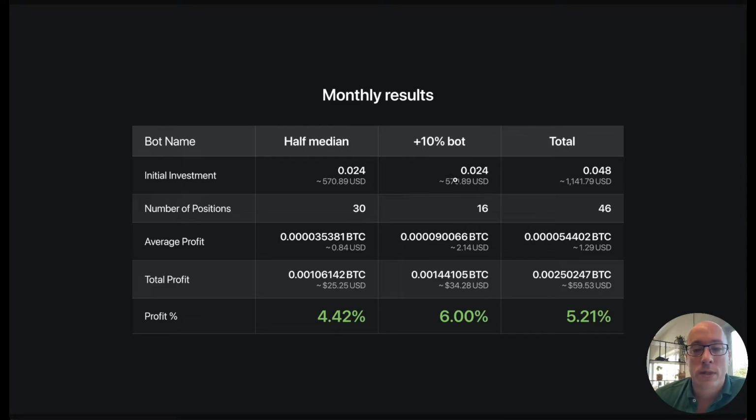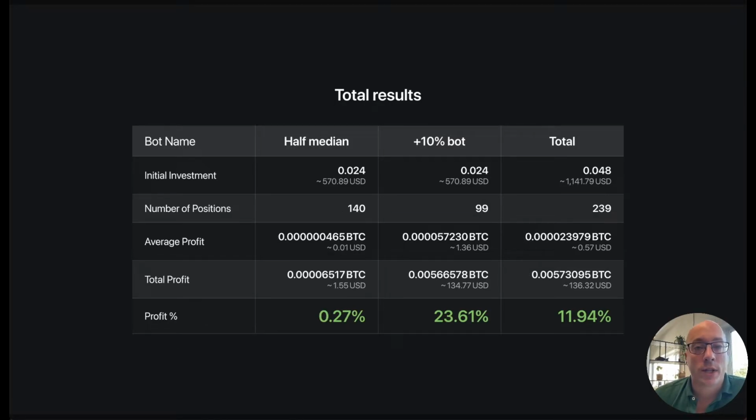Now the 10% bot did a little bit better. So same investment, fewer signals, but more profit per order. So a total of 6%. And in total, then our investment is 0.048 with 46 signals and $1.3 profit per order, which is about $60 and a 5.2% profit per month, which is quite respectable for only trading a few minutes a day. And some days you don't even trade. So let's look at what that's done for the total, because that's where it's really interesting.